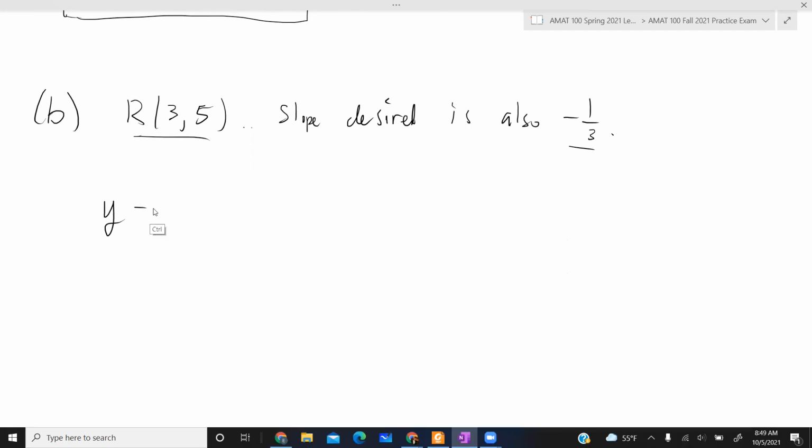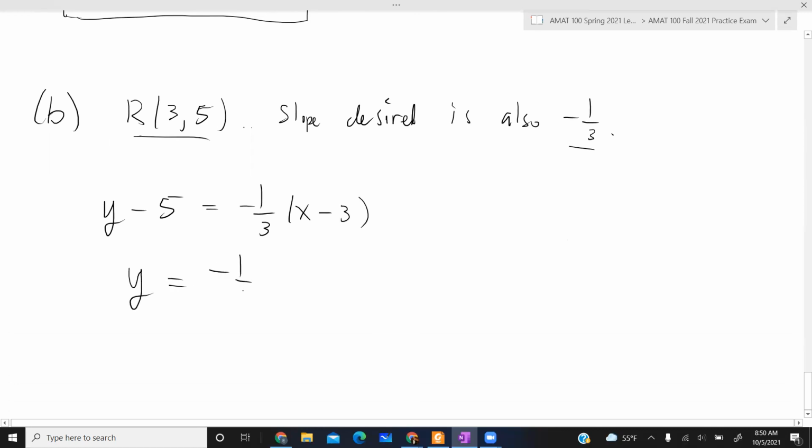So it'll be y minus 5 is equal to -1/3 times (x minus 3). And then I just go through the same simplification. I distribute the -1/3 through, I get -1/3 x. -1/3 times -3 will be +1, and then I'm adding a 5 at the end. Once I simplify it, that should be the answer right there.